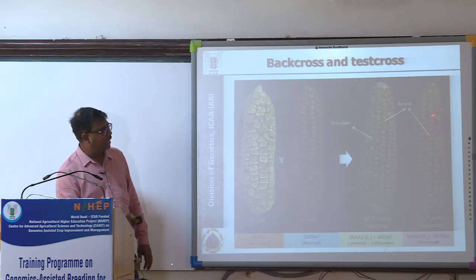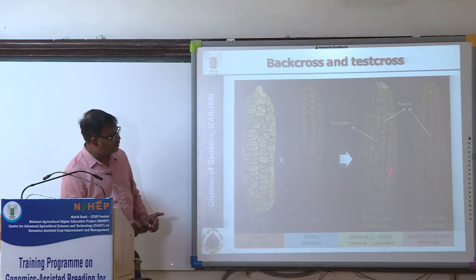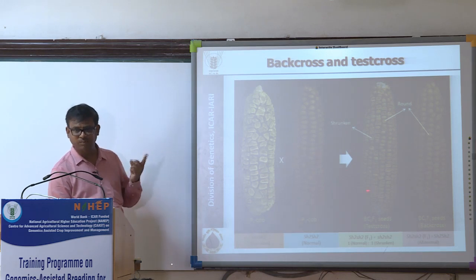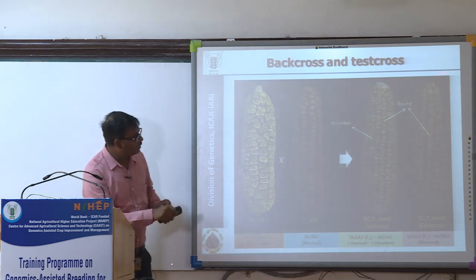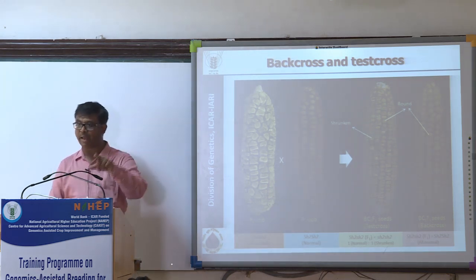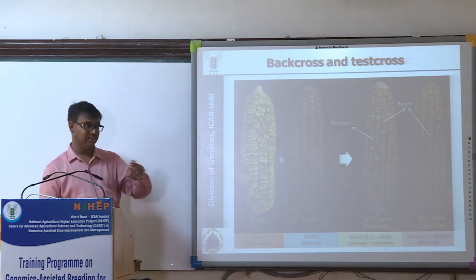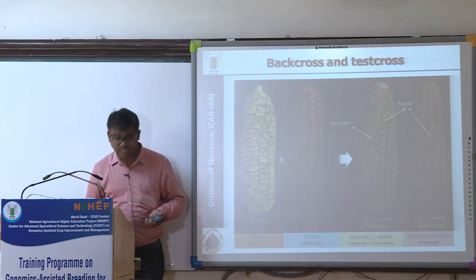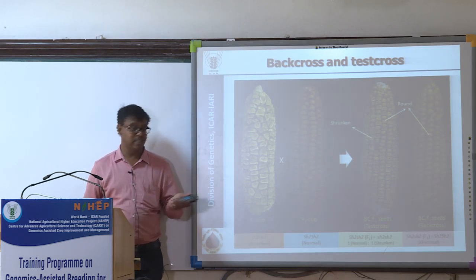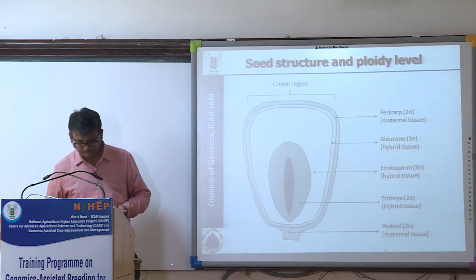Here you see it is 1:1 segregation, normal versus shrunken, and this is the backcross. Here either capital A, small a, or small a, small a. So, in the test cross you see 1:1 segregation for one gene, which is expected, and in the backcross, if you cross with the dominant parent, you are not going to get any segregation. With this we can again explain to the students how test cross and backcross vary a lot.